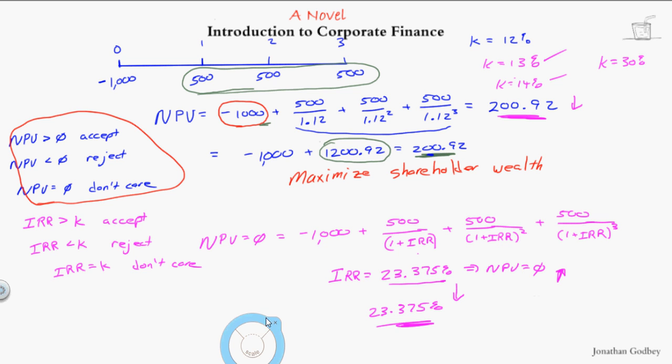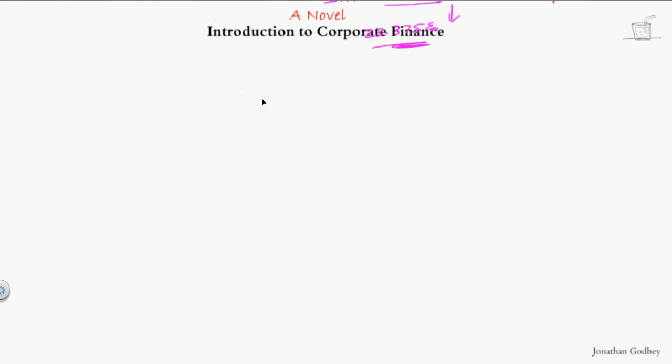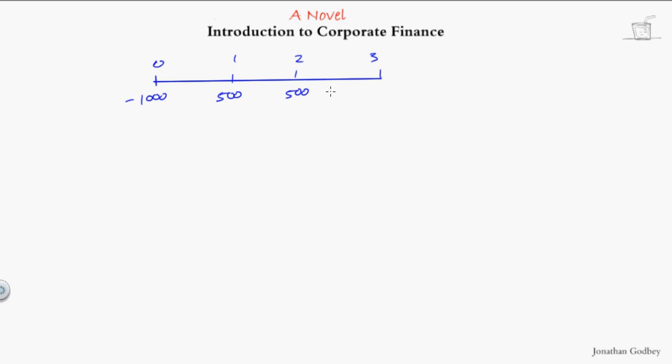Alright, there are two other rules I want to talk about. They're not as important, but you need to know what they are. So let me draw this timeline again. And here at time 0, time 1, time 2, and time 3. Remember, I have to spend $1,000 to get these payments.